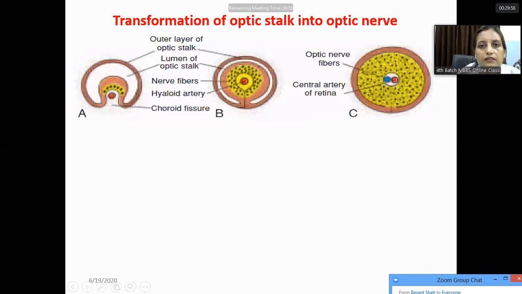So here you can see the hyaloid artery, the nerve fibers. This is the lumen of the optic stalk. So this whole thing is the optic vesicle, and this is the optic stalk. And over here you can see the central retinal artery, retina, and the optic nerve fibers.